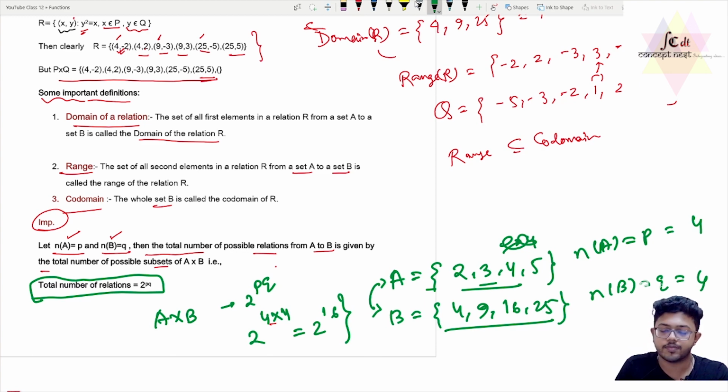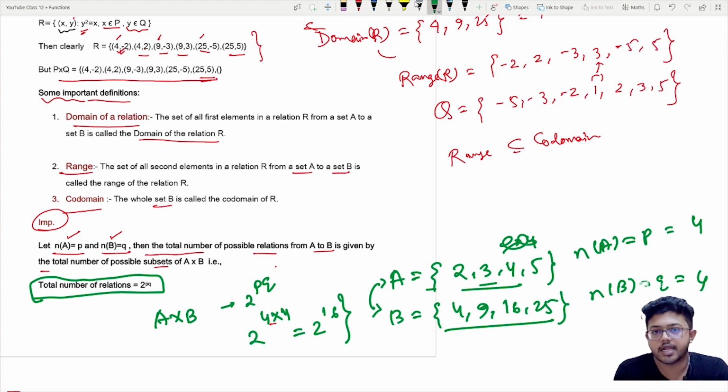There might be different elements, but the total number of relations will be the same, that is 2 to the power 16. So with this, I conclude this video, and in the next video, I'll be talking about functions, a basic intuition into functions, and how we can generalize them and understand them in our day-to-day life. Thank you.